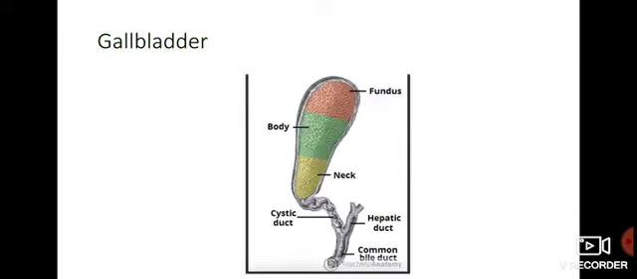And regarding its parts, it has a dome-shaped fundus, and this fundus is visible through the inferior border of the liver. From the anterior view of the liver, we had seen the inferior border has a cystic notch through which we can see the dome-shaped fundus of the gallbladder. Then the fundus is followed by the body, which is followed by the neck.